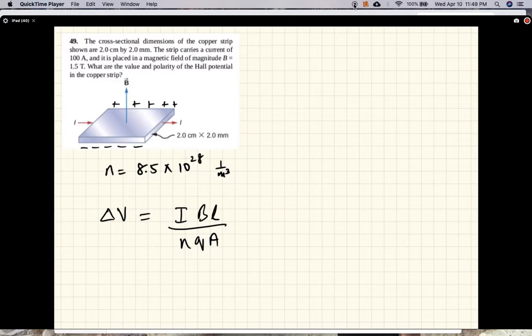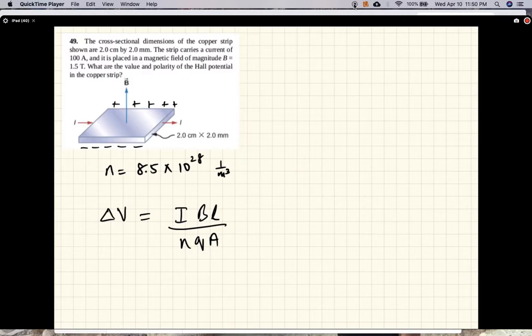This Hall voltage is equal to the current times the magnetic field times this length divided by the charge carrier density and the charge of the carriers, which is the charge of the electrons, and A is the area, this area of cross section. All right, so what are the value and polarity of the Hall potential in this copper strip? We already have the polarity, now we just have to calculate the magnitude. Okay, so let's do that.